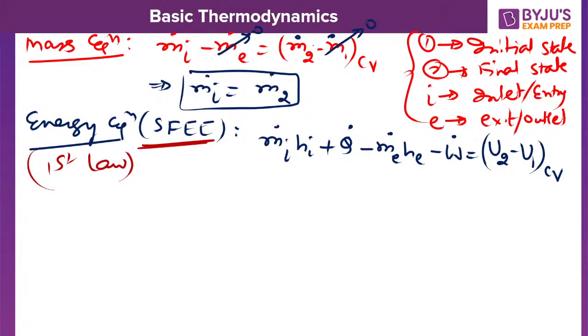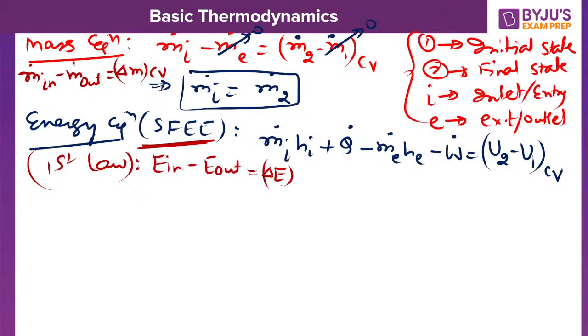Entry mass minus exit mass is equal to change in mass in control volume. That is what I have written. m dot in minus m dot out is equal to change in mass in control volume. Similarly, if we talk about the energy conservation, that is E in minus E out is equal to change in energy in control volume.